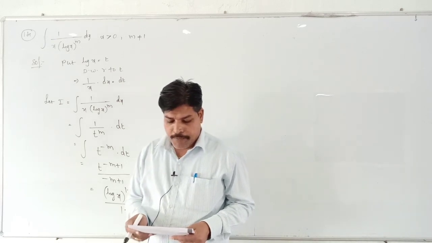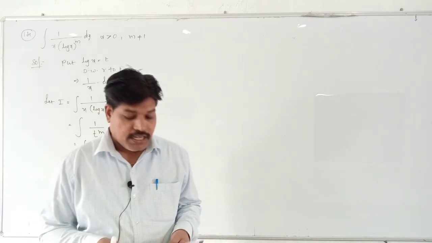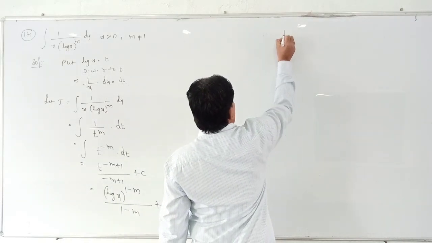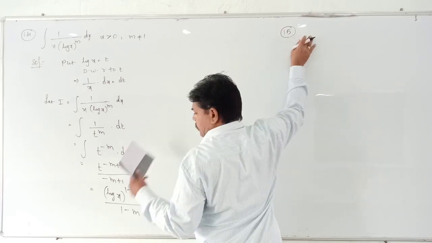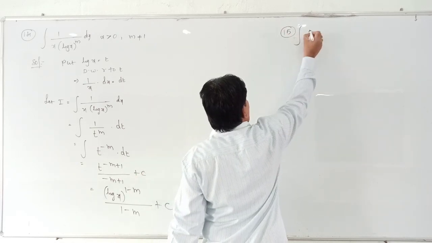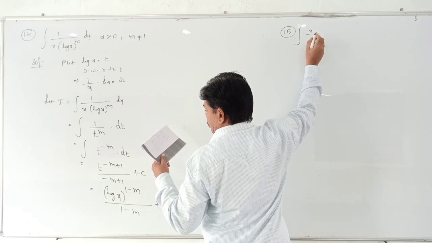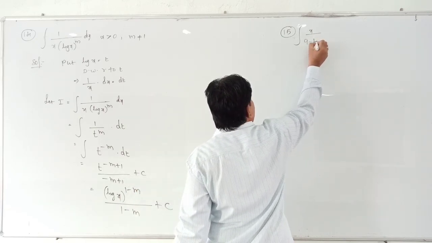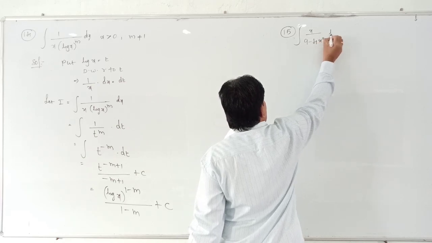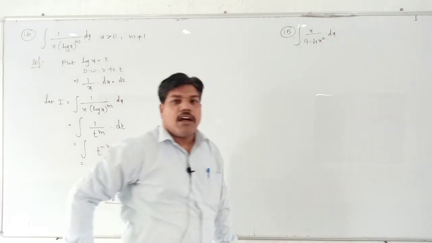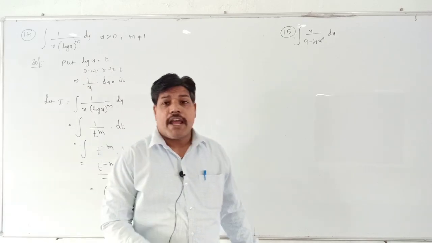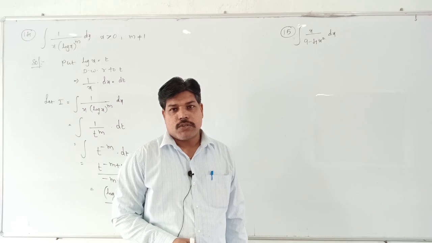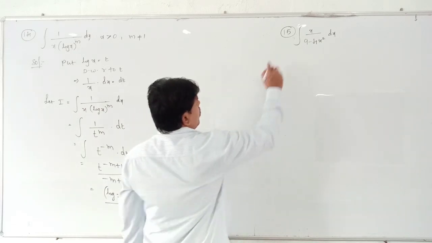Okay. So see the next question, question number 15. So what is question number 15? Integral of x by 9 minus 4x square into dx. See that question, students, how to solve this question. It is an easy problem. So how to solve this one?